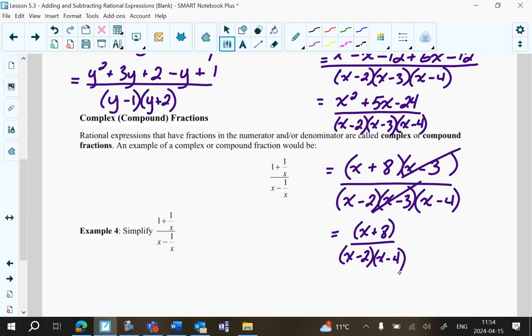That's the big one. Lots of variables, lots of numbers, lots of fractions, lots of symbols. But if you keep track of everything, you can do these.